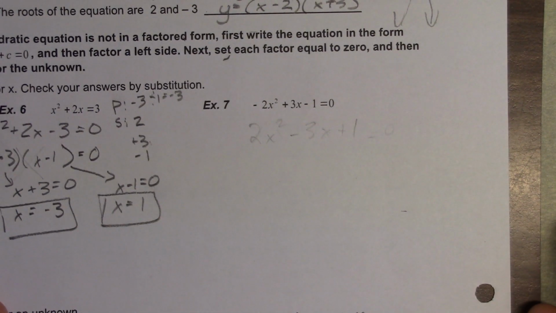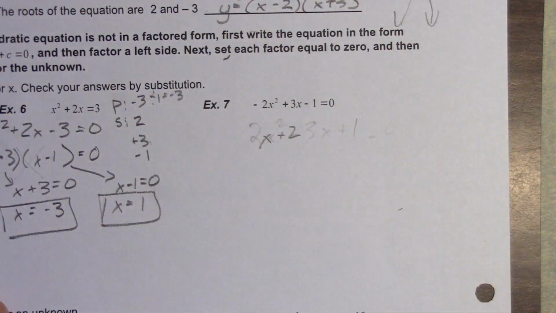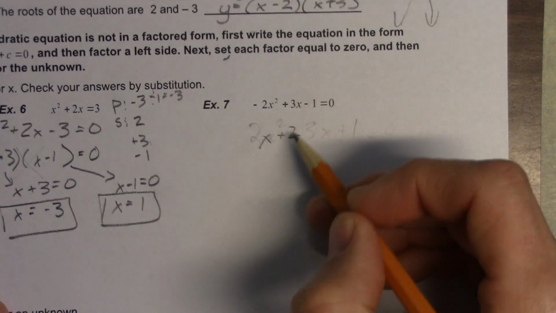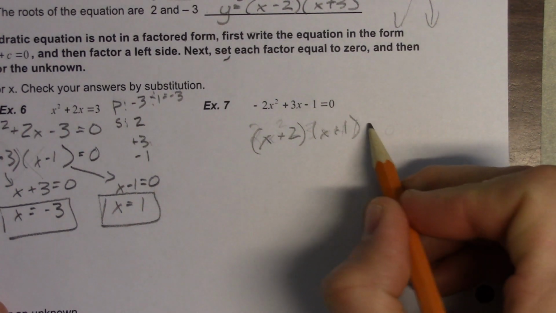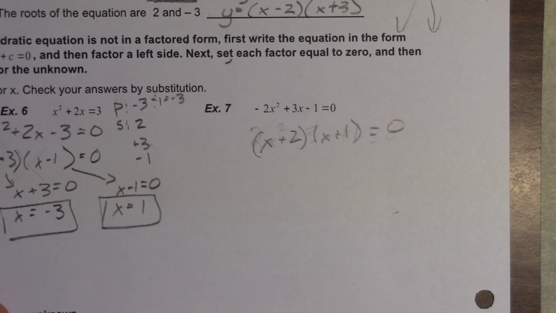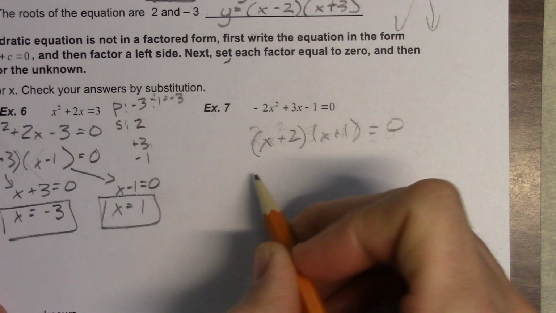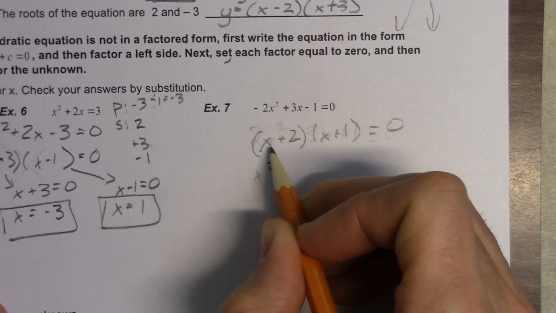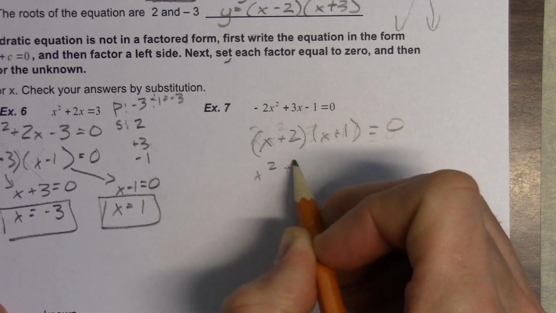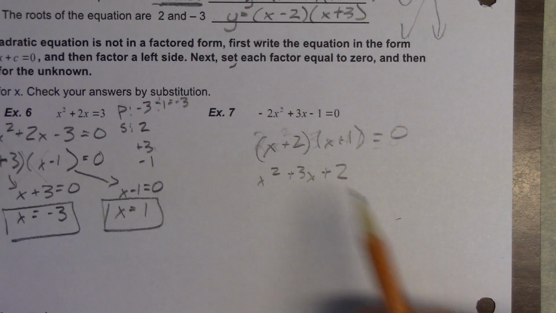Go ahead, Douglas. Bracket x plus 2, bracket x plus 1, equals 0. Okay. That was quick. Let's expand this out. So we get x squared plus 2x plus 1x, so plus 3x, and then we get, unfortunately, plus 2. So this does not work either.